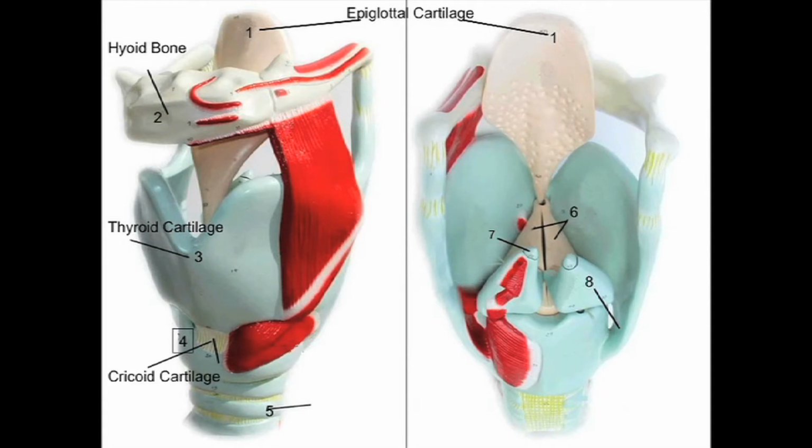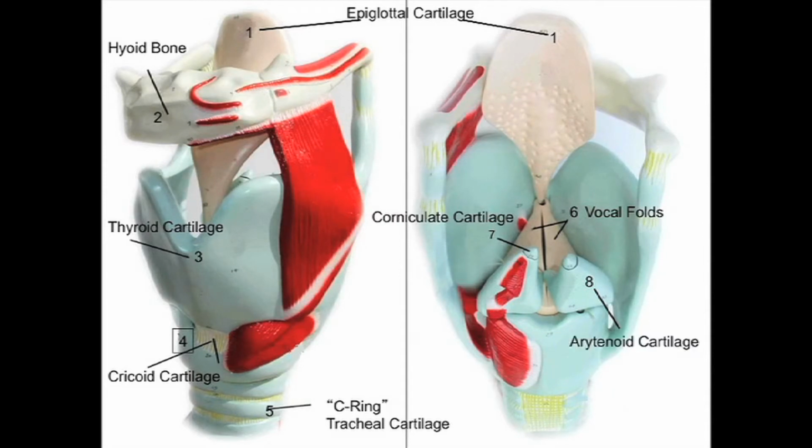4, you have our cricoid cartilage. Then 5, you have our C rings of the tracheal cartilage. And then 6, you have your vocal folds. And again, if you didn't have the epiglottal cartilage, then your vocal folds will help out as well. And then 7, you have our corniculate cartilage. And then 8, which will be our arytenoid cartilage. And these will help open and flex open and close the vocal folds in order to change the tone of our voice.